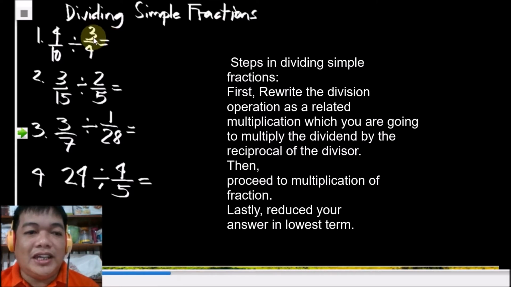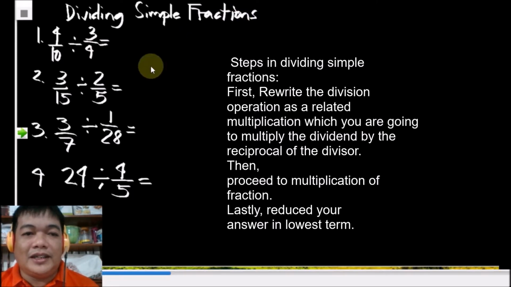When we say reciprocal, you're going to interchange the denominator as the numerator and the numerator as the denominator. So that is how to find the reciprocal of a fraction. Next, after rewriting as a related multiplication, you proceed to multiplication of fractions, in which you multiply numerator by numerator, denominator by denominator, and then reduce them to lowest term.